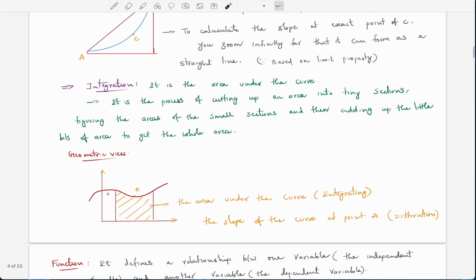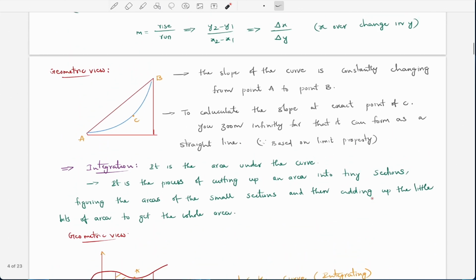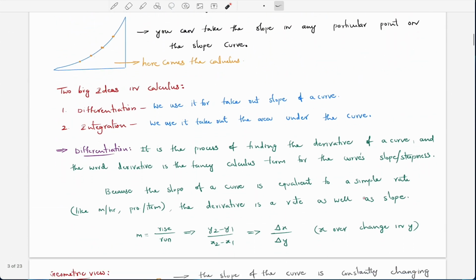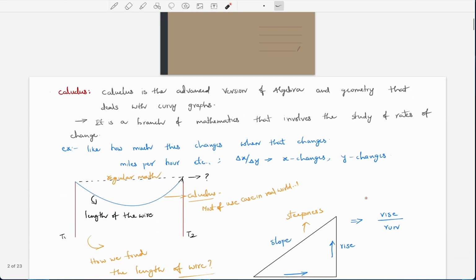So the area under this curve is integration. The slope of the curve is differentiation. And the area under that curve, under point A or whatever point it may be, is integration, and the slope of the curve is differentiation. I hope you have a basic understanding of differentiation and integration, and a basic introduction to calculus.